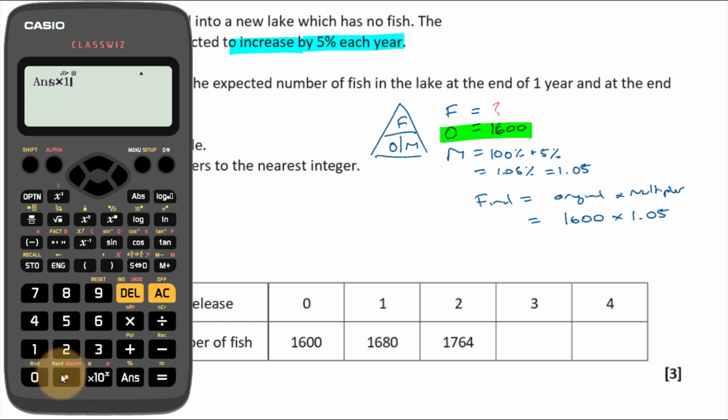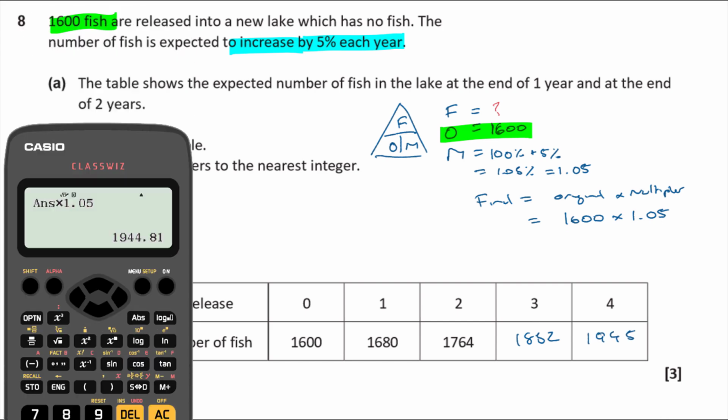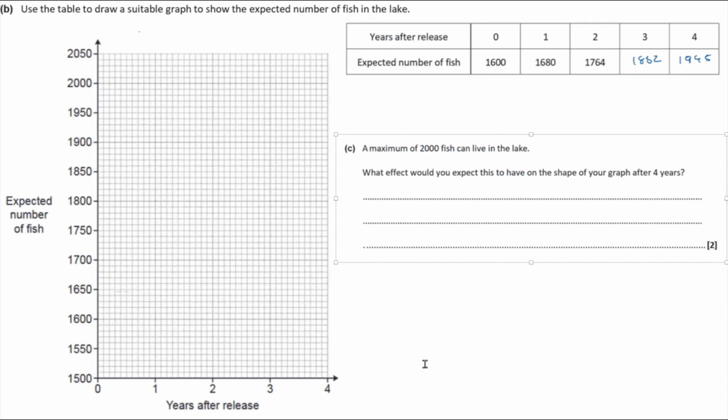So if I times the next one by 1.05, I'm going to get 1852.2, which I'm going to round off to 1852. And then if I times that by 1.05, I'm going to get 1944.81, which I'm going to round off to 1945. Okay. Part B says, use your table to draw a suitable graph to show the expected number of fishes in the lake.